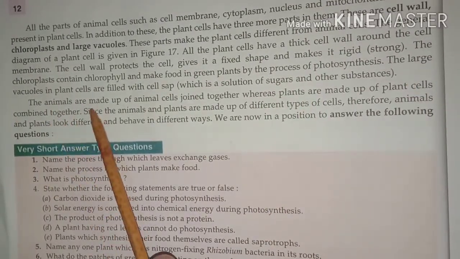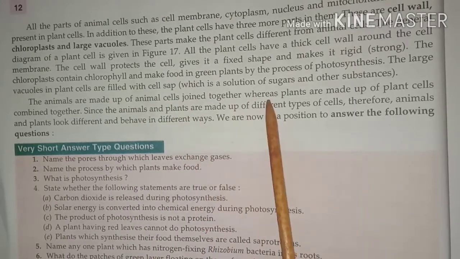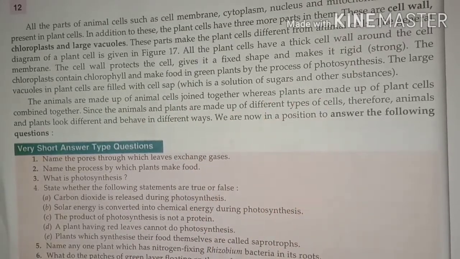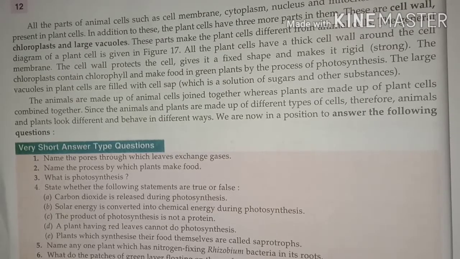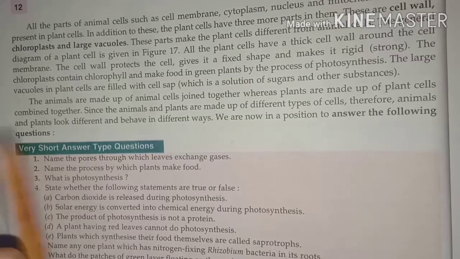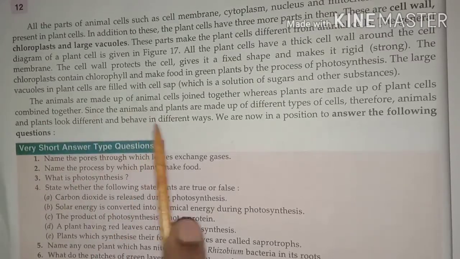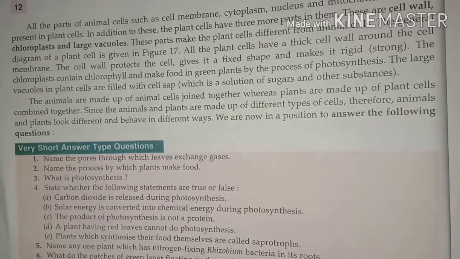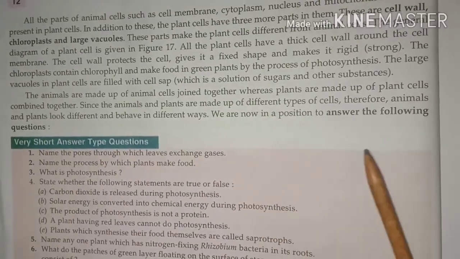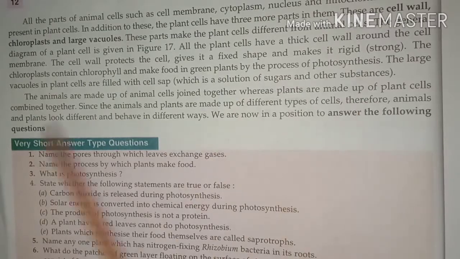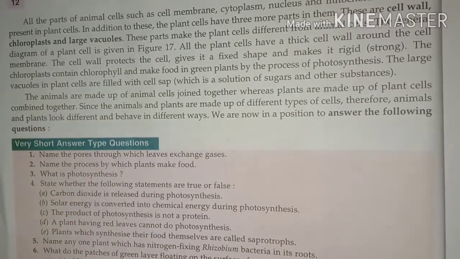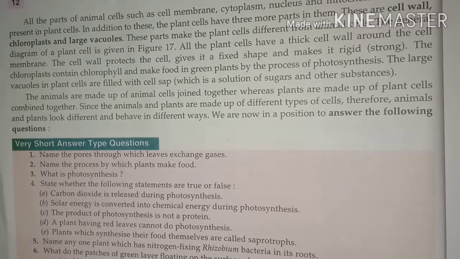Animals are made up of animal cells joined together, whereas plants are made up of plant cells combined together. Animal cells combine and form animals, and plant cells combine and form plants. Understood? Since animals and plants are made up of different types of cells, therefore animals and plants look different.